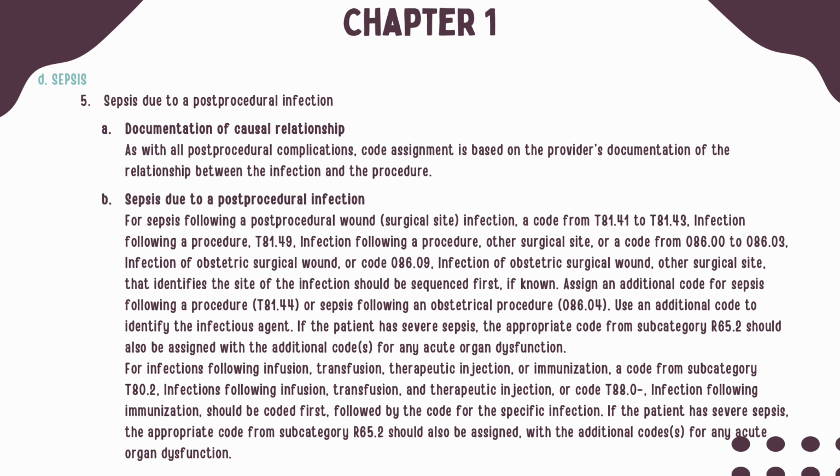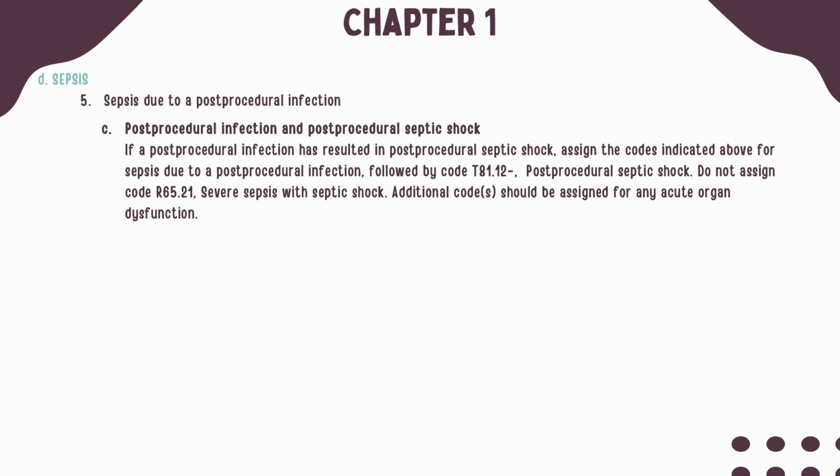When an infection is following an infusion, transfusion, therapeutic injection, or immunization, either T80.2 or T88.0 should be coded first, followed by the code for the specific infection. If the patient has severe sepsis, the appropriate code from subcategory R65.2 should also be assigned, with additional codes for any acute organ dysfunction that's present.